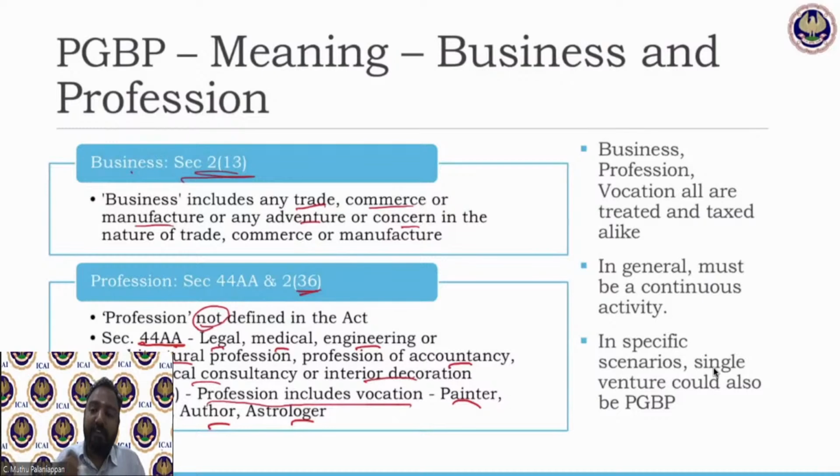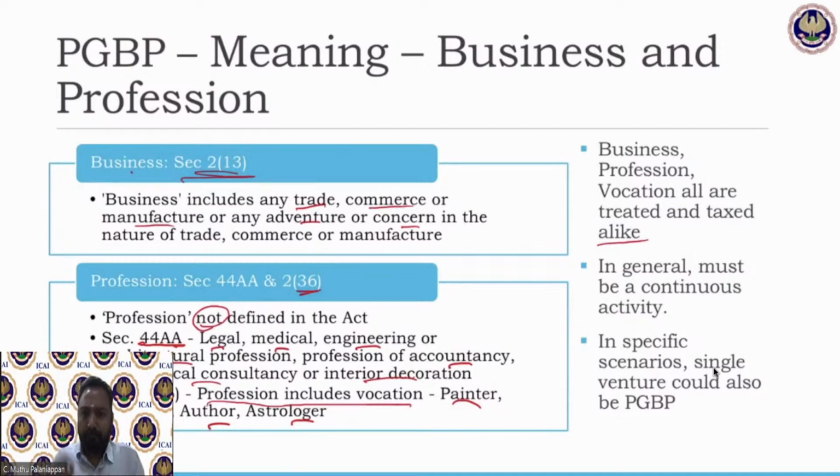Now when we say business and profession, we must understand we should also include occasion. So we are now saying business, profession, occasion. Everything will be treated alike in income tax. There is no differentiation between how you treat a business and how you treat a profession. All income from business, profession, occasion must be categorized under PGBP, that is, profits and gains of business and profession. So that's what it is about.